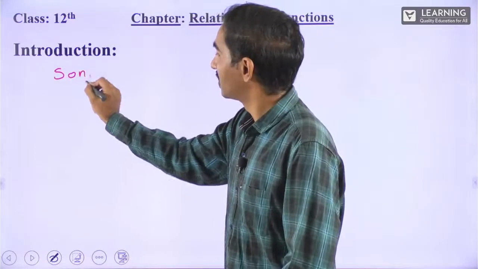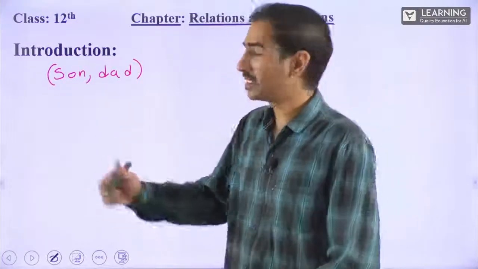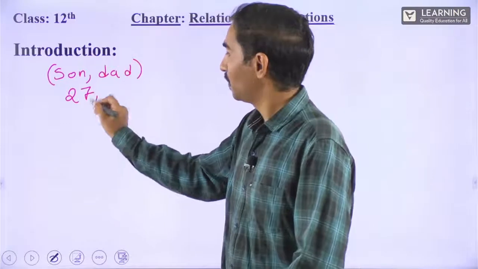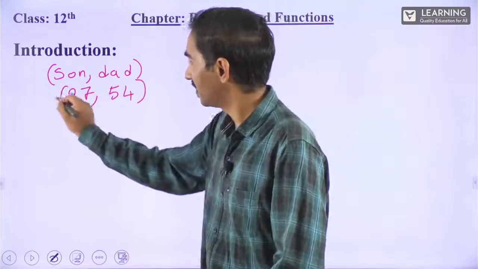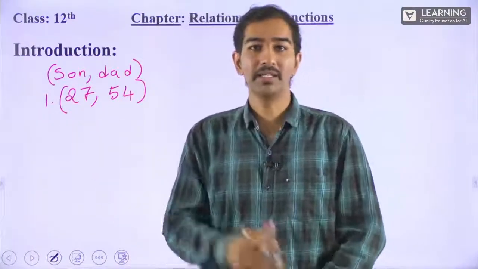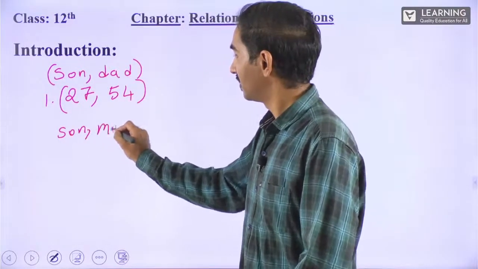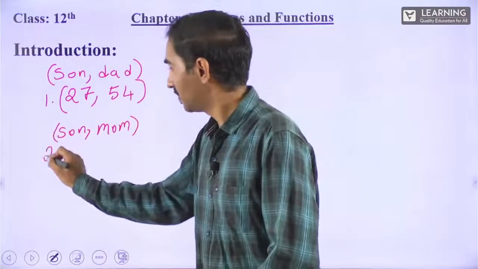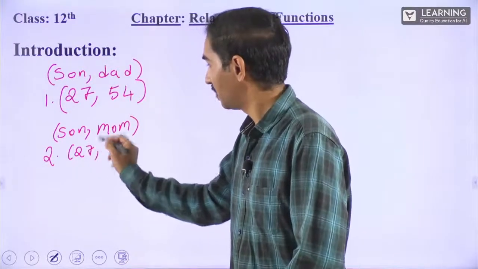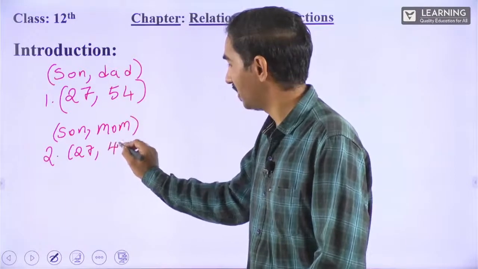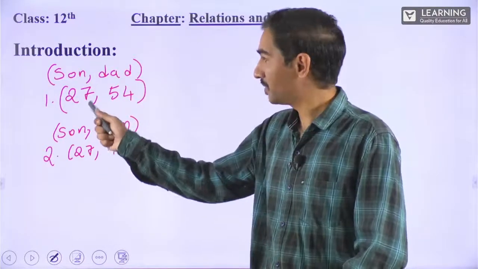So son and dad relationship. So what would be the age of the son? For example, let us take 27. And what is the age of the dad? So dad's age will be 54. Correct? So this is relationship number 1. Next relationship would be son and mom. Same son. So for son and mom, what will we write? Son and mom here. So this will be the second relationship. Again, the age of the son is the same, that is 27. And the age of mom, a little bit lesser than that. So let us take 48. Correct? So see this: 27, 48, 27, 54.